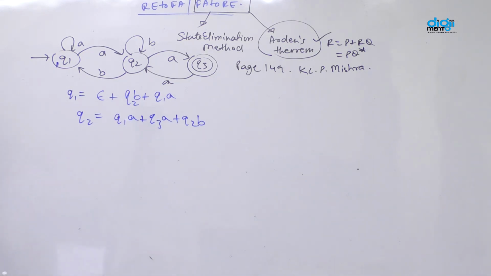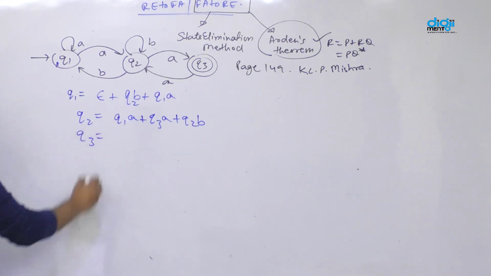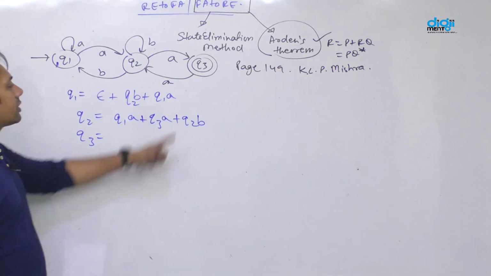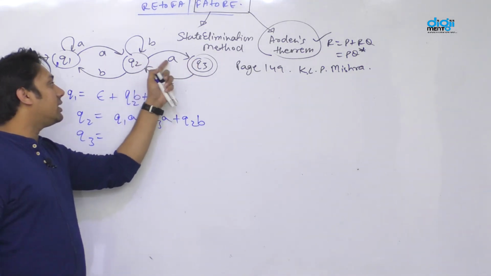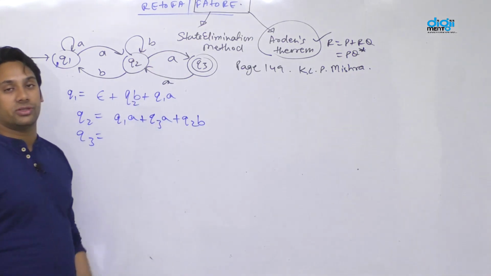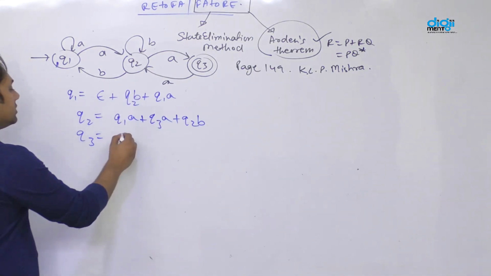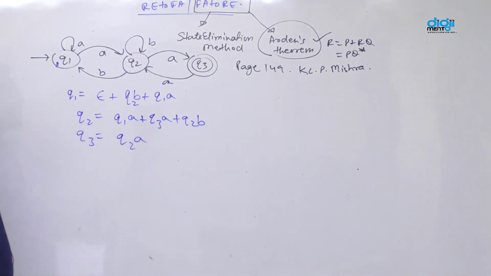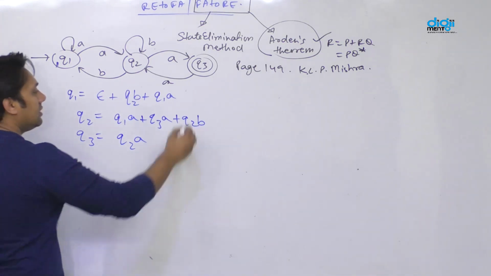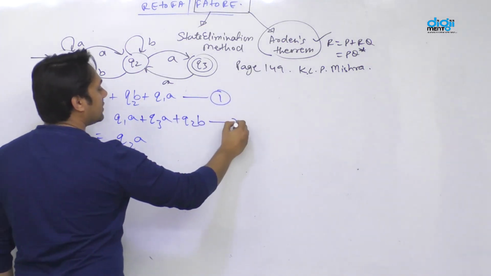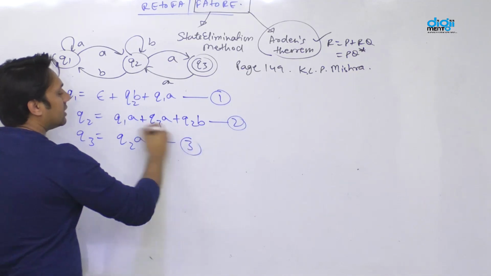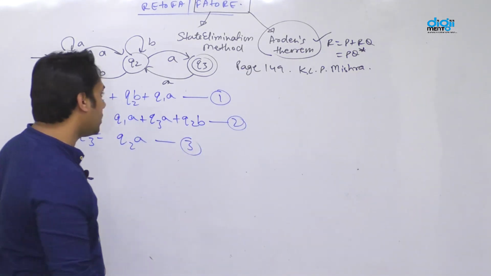Okay. In the same way, you have to find the similar kind of expression for the state Q3. So how can you reach the state Q3? If you are looking at a symbol A in state Q2, then you can reach the state Q3. So that is Q2A. So I got three expressions here. This is the first expression, this is the second expression, and this is the third expression.